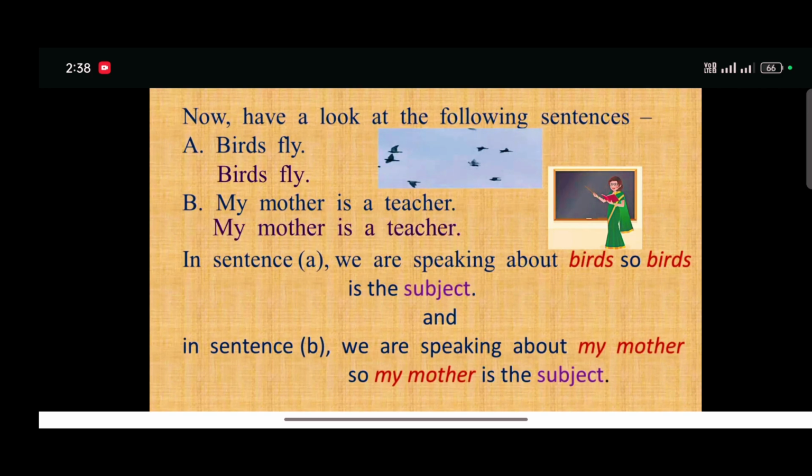In the first sentence, birds fly. What are we speaking about? We are speaking about birds. So, birds is the subject in this sentence. Next sentence is, my mother is a teacher. Here, we are speaking about my mother. So, in this sentence, my mother is the subject.